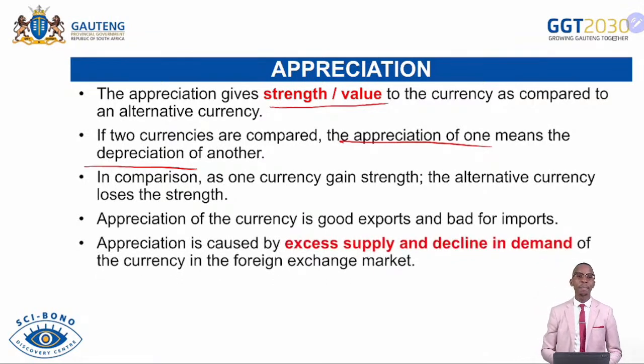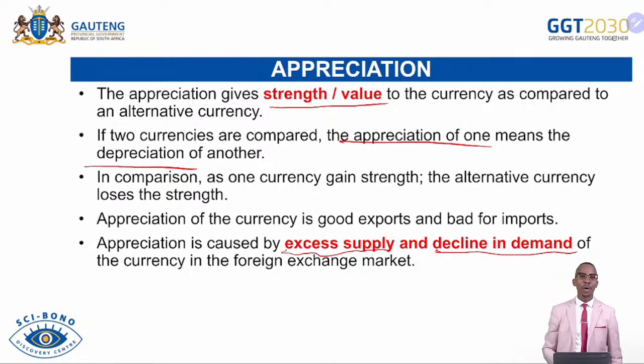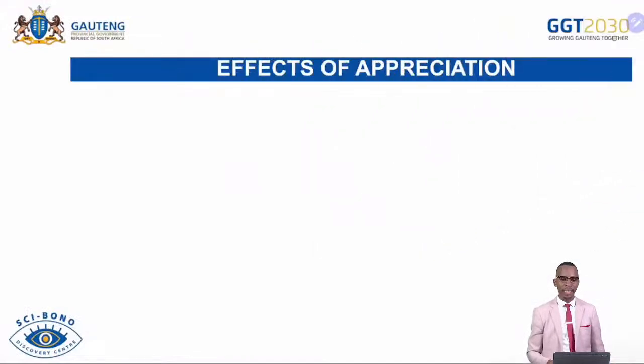Appreciation is caused by, remember, the excess supply or the decline in demand. If ever our currency is oversupplied in the global market, that means our currency will be strong. If there's an excess supply of rands in the foreign market, our rand will gain strength. And then if ever there's a decline in demand for rand in the global market, our rand will gain strength. So keep that in mind. The main cause of the appreciation is the excess supply of the domestic currency. Then our currency can appreciate.